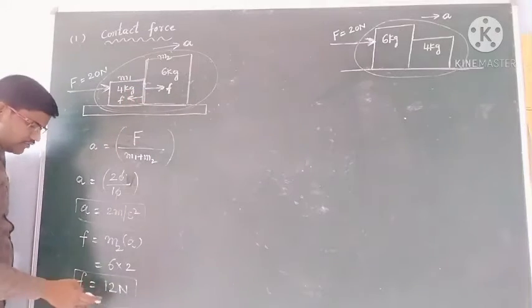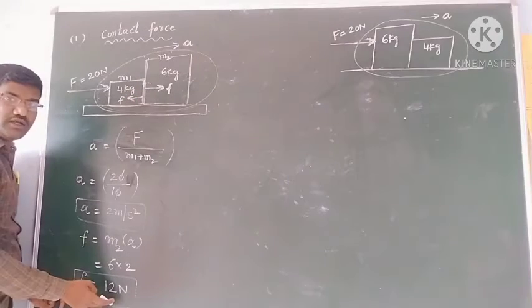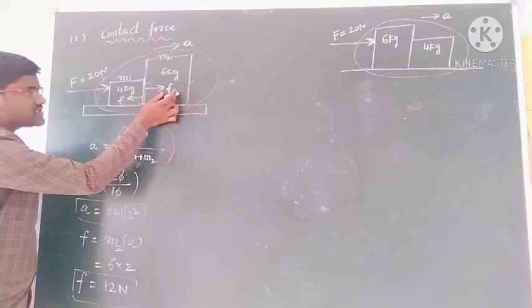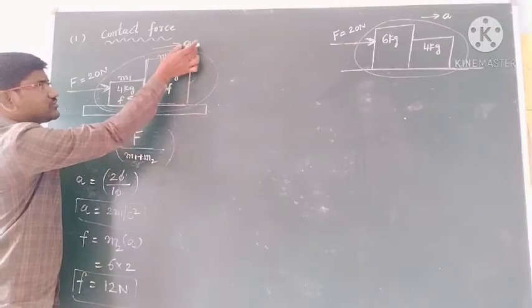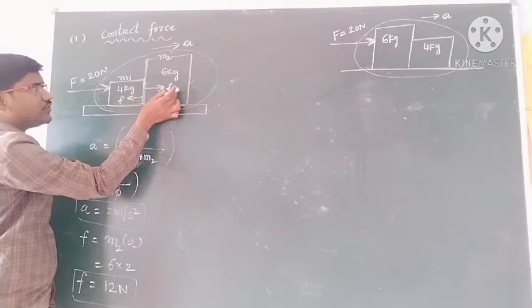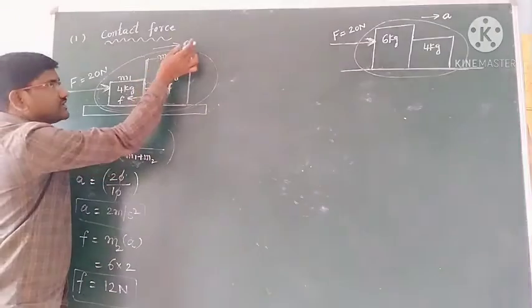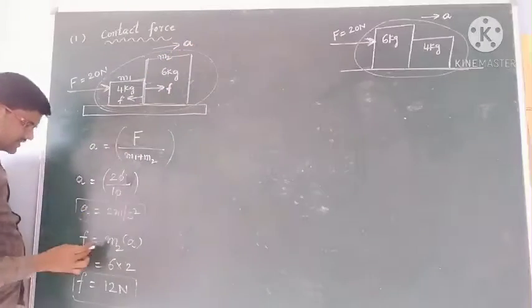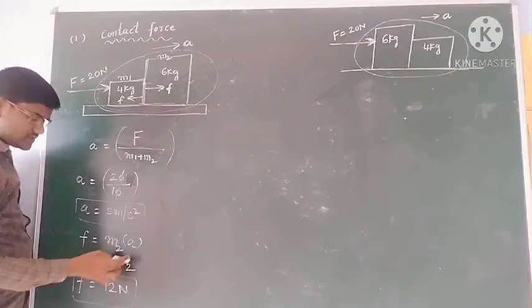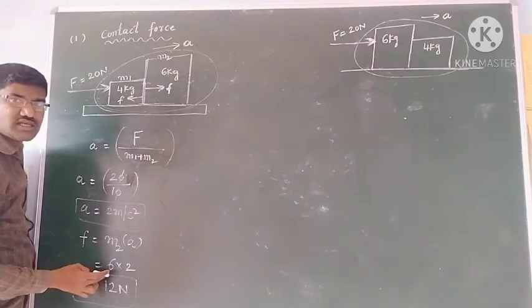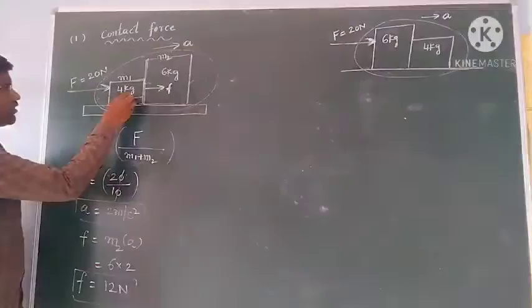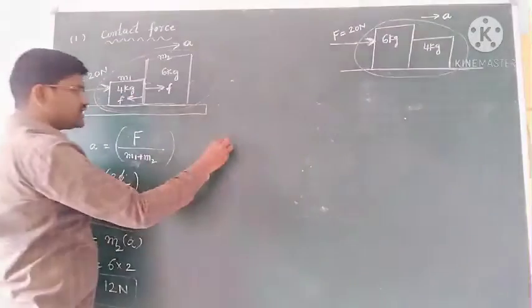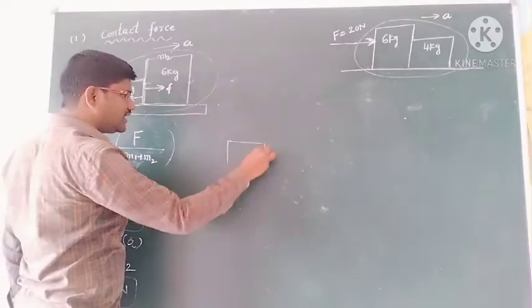That F value I calculated, F is equal to 12. This is the force accelerating this mass, so this force is equal to mass into acceleration. This is the force accelerating m2 mass with an acceleration A, then F is equal to m2 into A. You are simply writing m2 is equal to 6 and acceleration of the system is 2, you got 12 newtons. Means on this m1 also, now see my dear students.